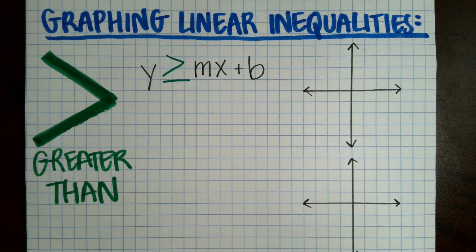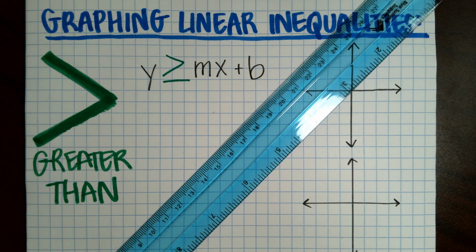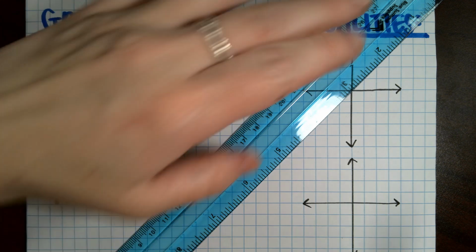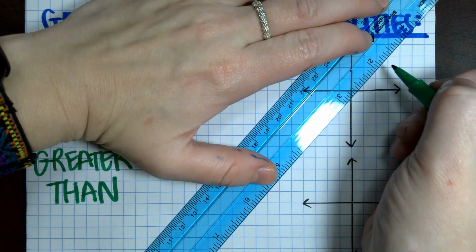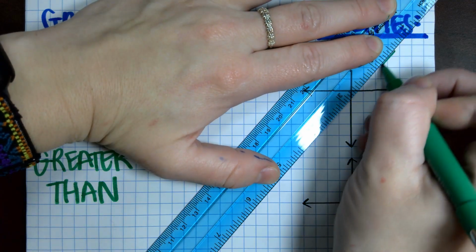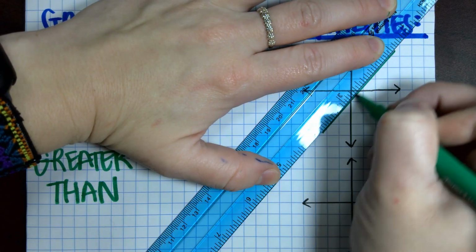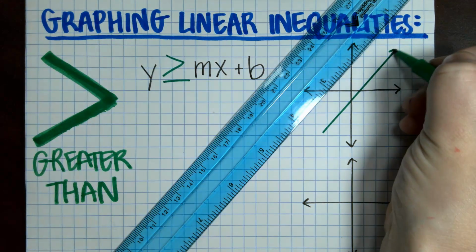So to show what this graph would look like, I'm just going to draw a random line. It's not going to have to be super particular. It doesn't matter what points it goes through. But I'm just going to draw a line here. Nice solid line.